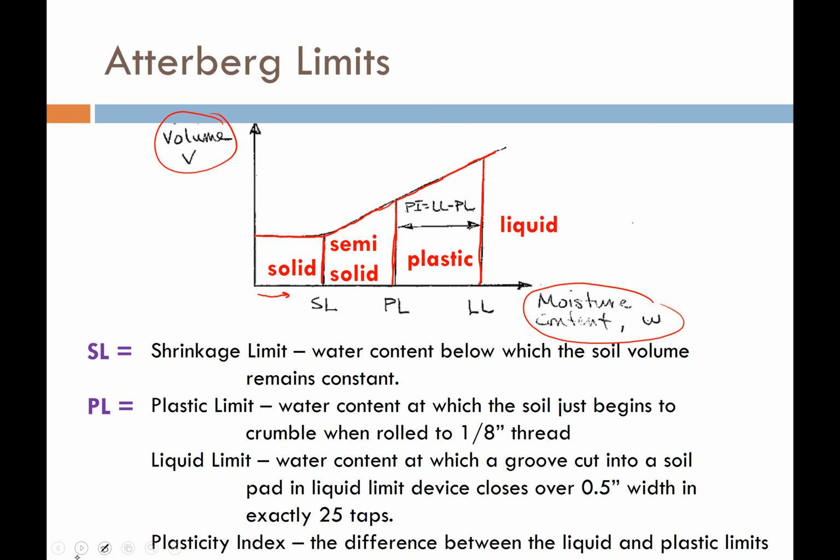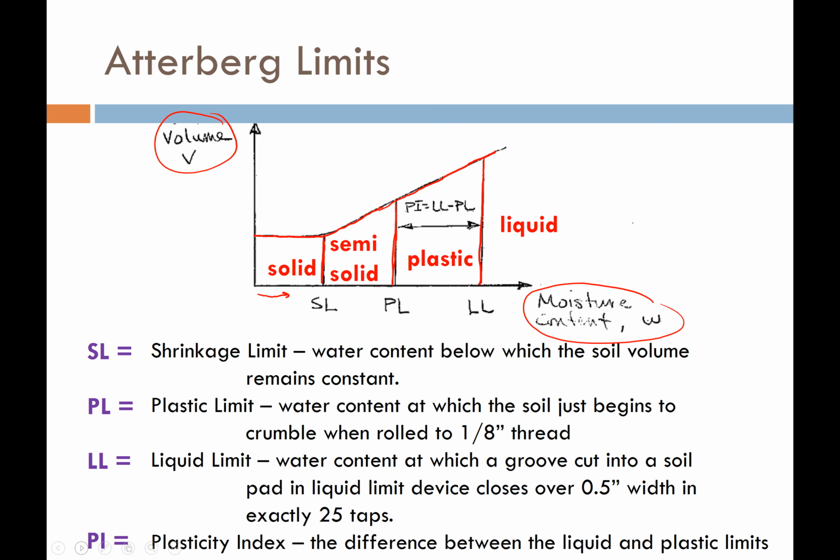Then the boundary between plastic and liquid behavior is what we call the liquid limit. And this is the moisture content at which a groove cut into a soil patty in a liquid limit device will close over a 1/2 inch width at exactly 25 taps of the liquid limit device. Now you're probably wondering what in the world I'm talking about with liquid limit device, and we'll get to that in a few minutes.